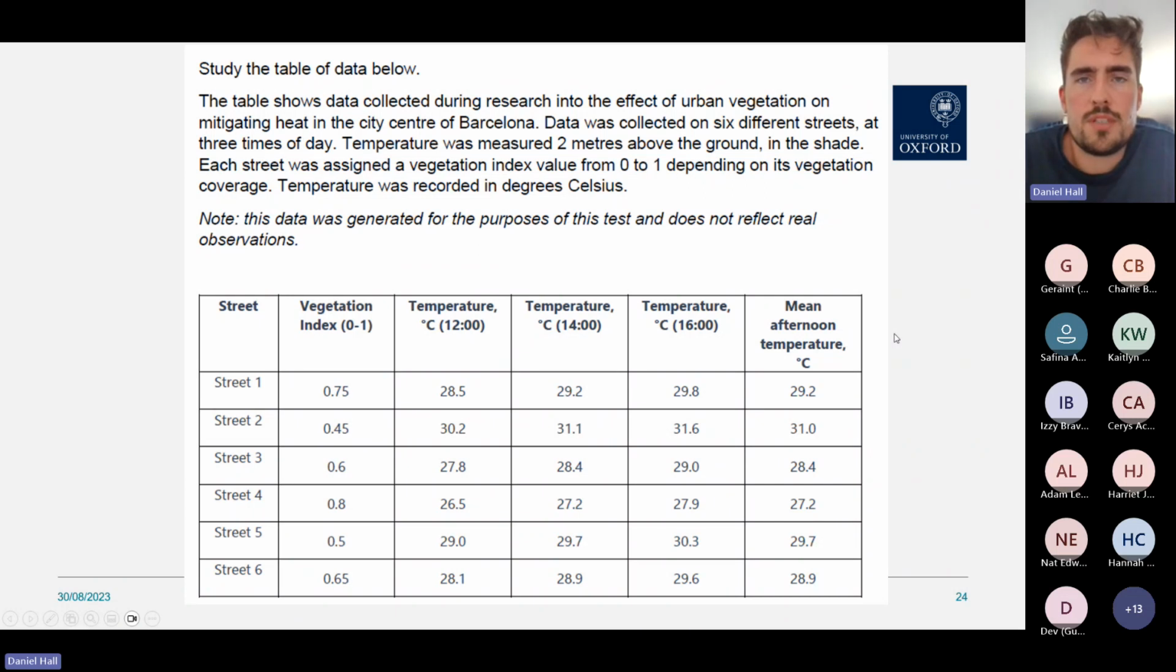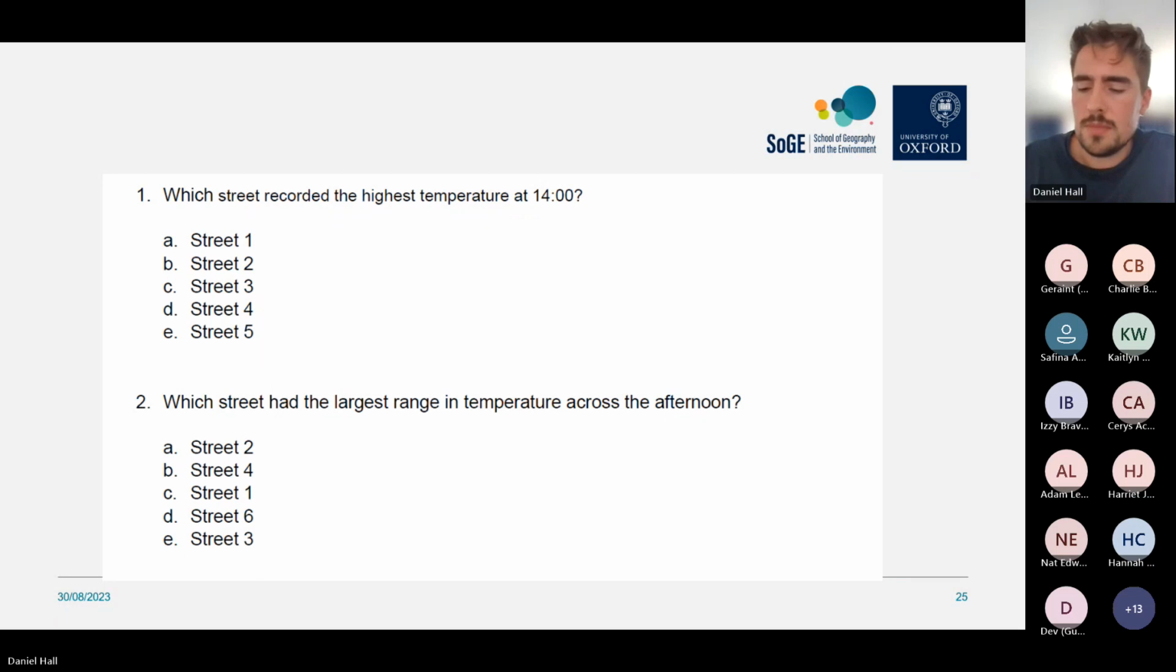So for this kind of question, you look at it and you think, wow, there's a load of numbers here, a load of different things going on. Am I going to have to get a calculator out? Well, spoiler, the answer is no to that one. So let's have a look at the questions we're asking.